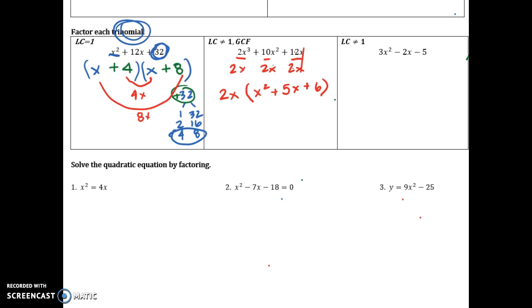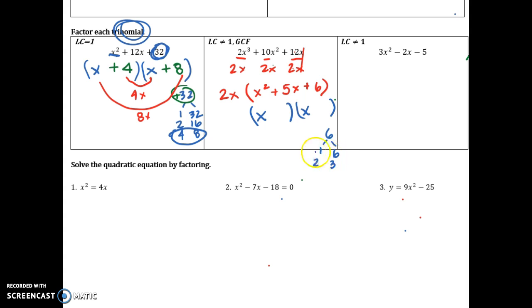Once you take out the GCF, then you want to go double parentheses here if you can. You can't always. It just depends. So you want to think of numbers that multiply to 6, but add up to 5. So the numbers that multiply to 6 are 2 and 3, and 1 and 6. And you've got to think about which pair will give you 5.